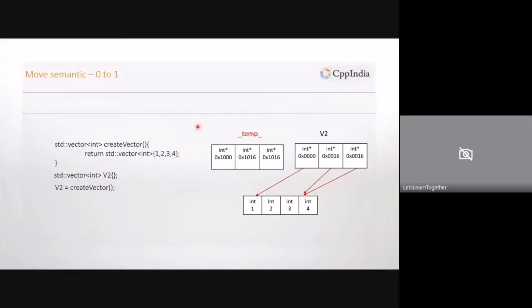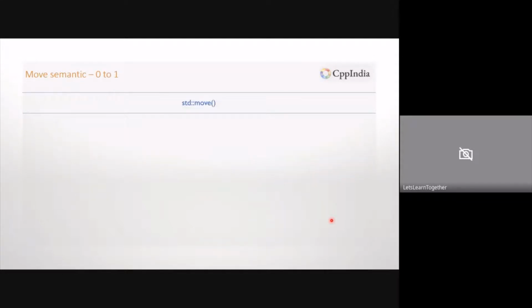So now this temporary will be deleted. So there are a couple of operations: the creation of a temporary, then this v2 will be created, and this memory passing will happen. In C++11 we have a standard function, move.